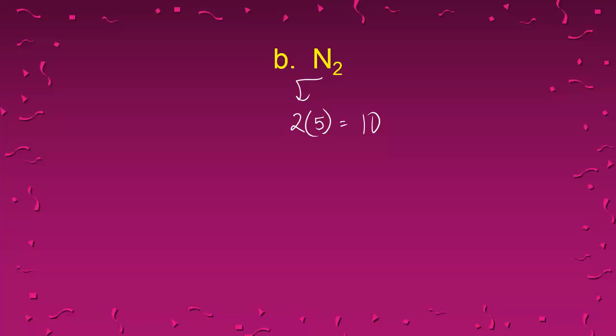Okay, nitrogen's in the 5th column. It has 5 outer shell electrons. There's 2 of them. 5 times 2. Excellent. Who's in the middle? What about the other end? They're just on the side.